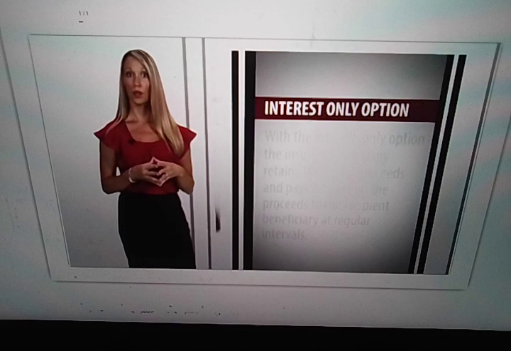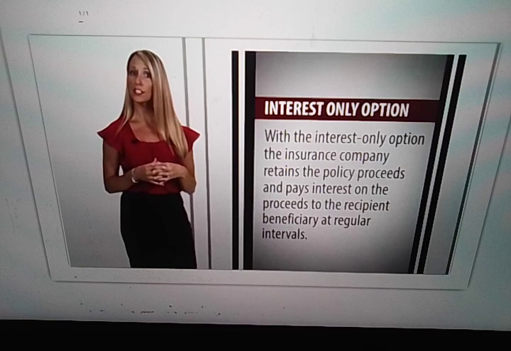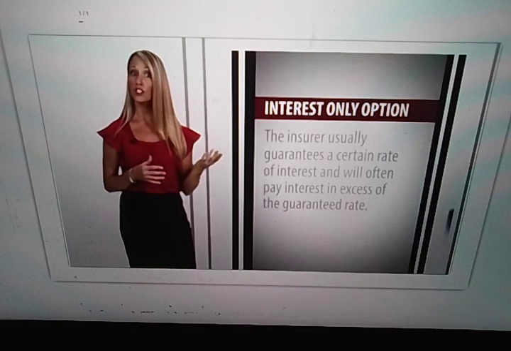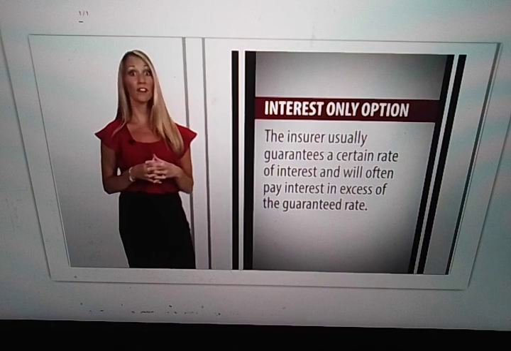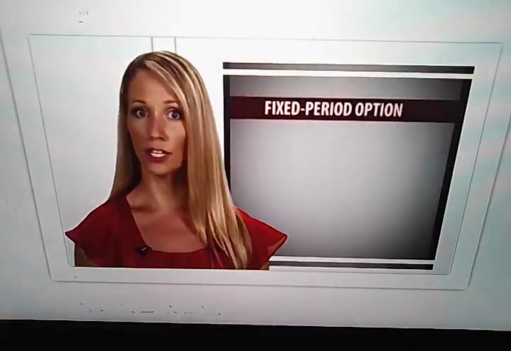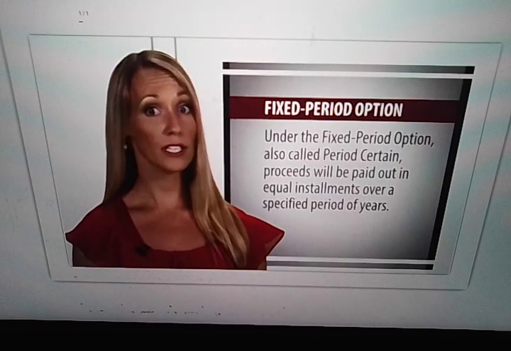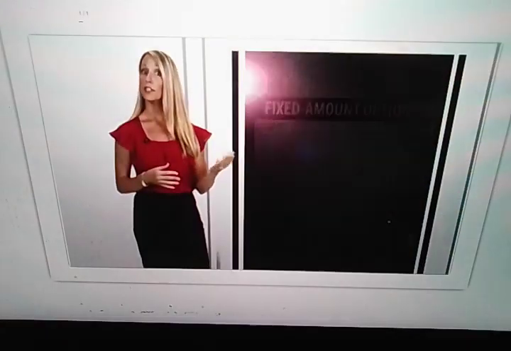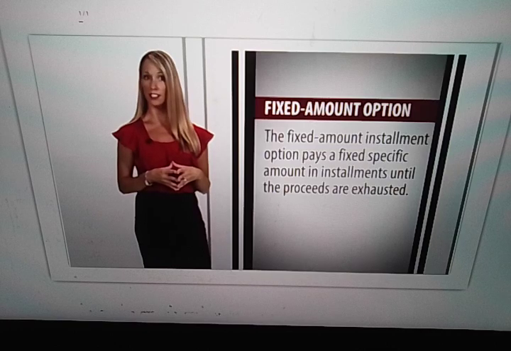Interest-only option. With the interest-only option, the insurance company retains the policy proceeds and pays interest on the proceeds to the recipient beneficiary at regular intervals. The insurer usually guarantees a certain rate of interest and will often pay interest in excess of the guaranteed rate. Fixed period option. Under the fixed period option, also called period certain, proceeds will be paid out in equal installments over a specified period of years. Fixed amount option. The fixed amount installment option pays a fixed specific amount in installments until the proceeds are exhausted.